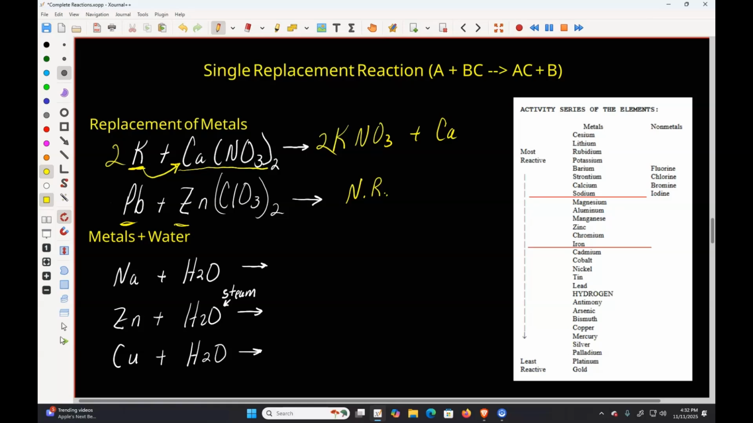Metals plus water. If the metal is more active than magnesium, it will form a metallic hydroxide. So just make some notes here. So these plus water will yield a metallic hydroxide. If these are with water in the form of steam, then it will form a metallic oxide. These plus water, no reaction.